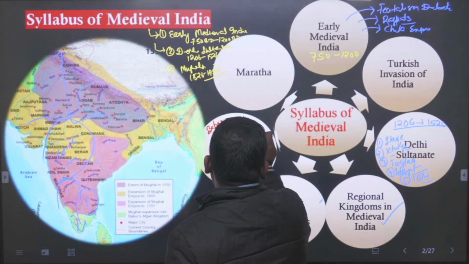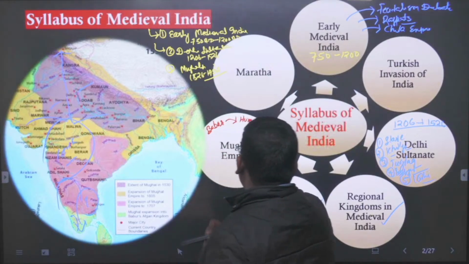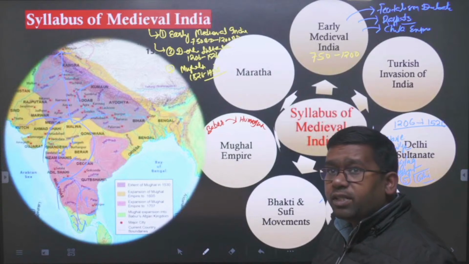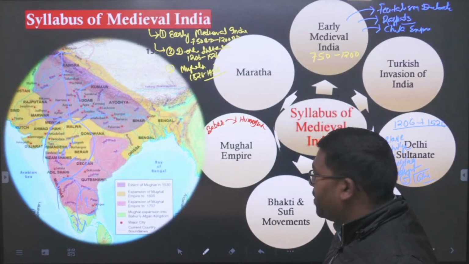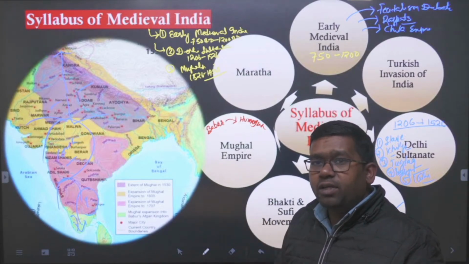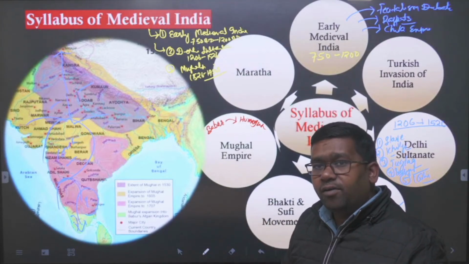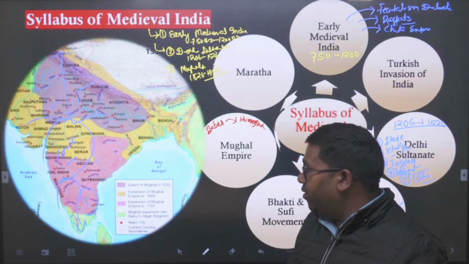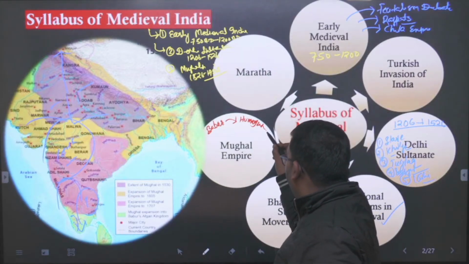Okay, he ruled for 4 years and then Humayun became the king. But Humayun was not very fortunate, so he was defeated by Shershah Suri. Shershah Suri is a small chapter here. Shershah Suri defeated him in the battle of Chausa and Kannauj in 1539 and 1540. And then this will be followed by Akbar.